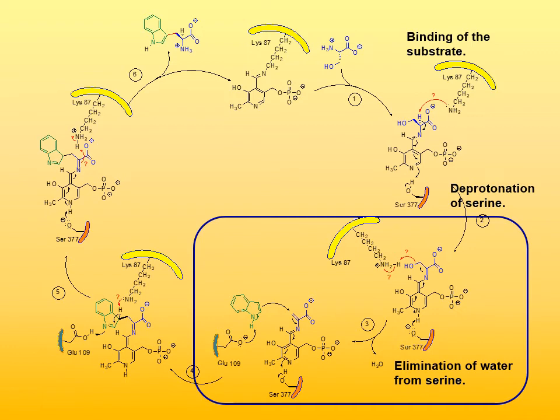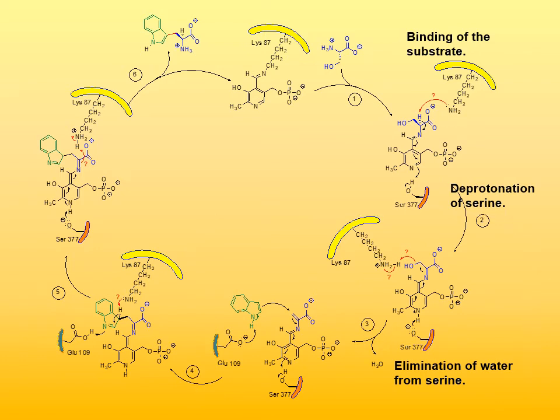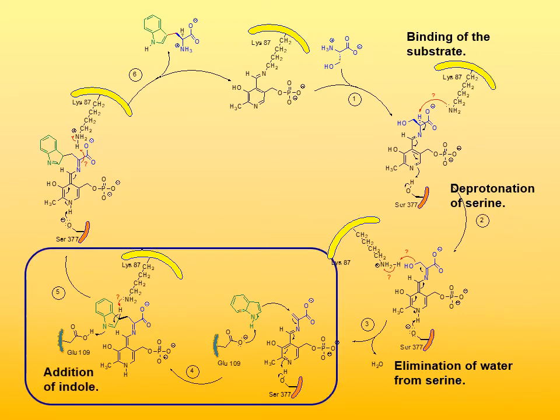That's actually a very good Michael acceptor. It readily undergoes 1,4 additions. Again, if you recall organic chemistry, then you'll be familiar with that. So elimination of water from serine results in formation of a very good Michael acceptor. And then in the next step, we have addition of indole.